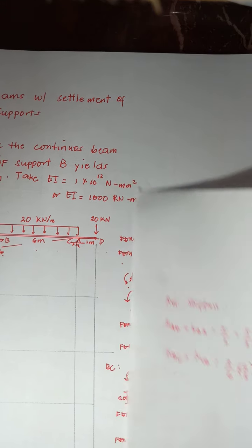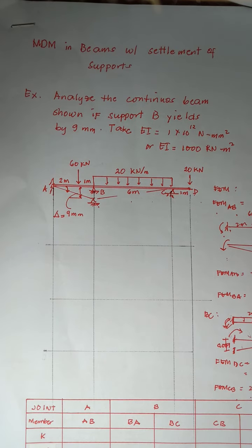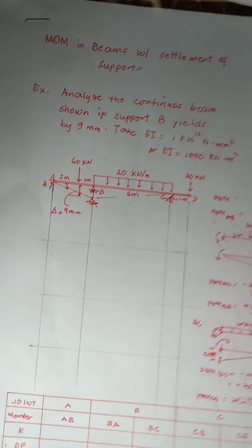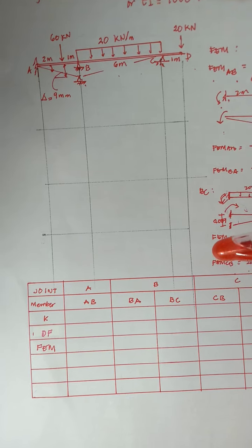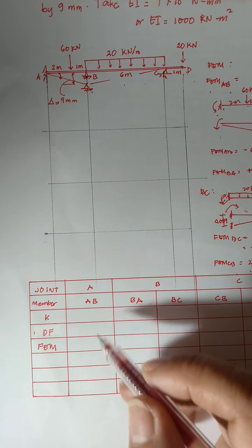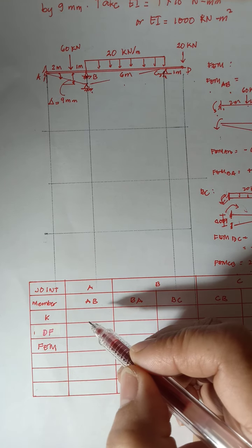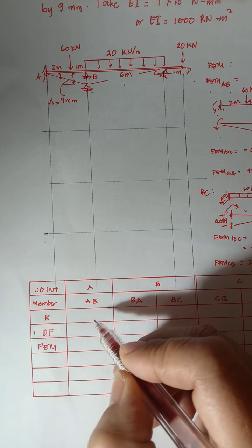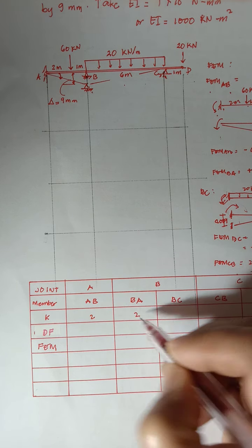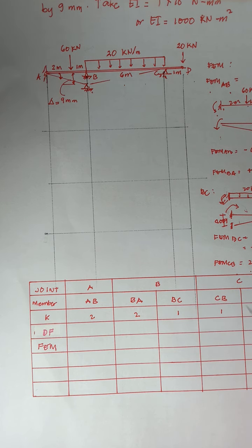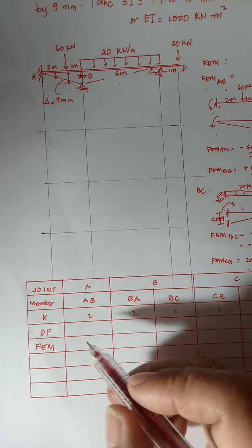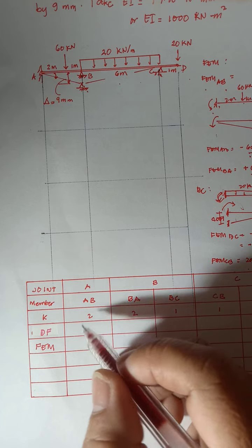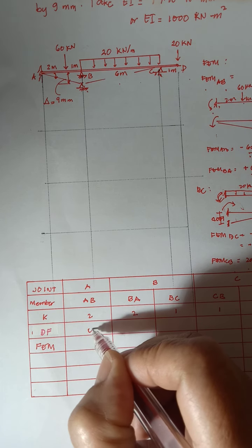Okay, so we have the fixed end moment, we have the stiffness, so we can solve for the distribution factor. Now we have here the table. Our K for AB is 2, for BA 2, and for BC 1 and 1. CD is an overhang, so you no longer need to solve for its K. And the distribution factor for a fixed support is 0.